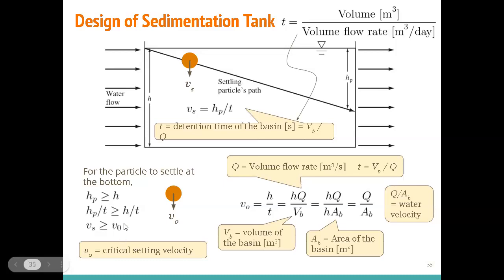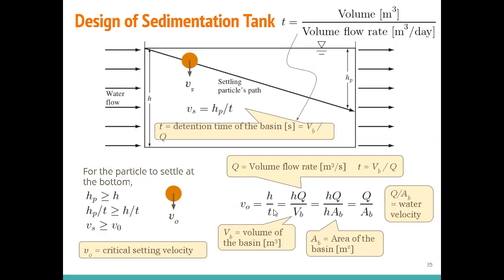So you can calculate V0 from the size of your tank. And how do we relate that to what we have learned? V0 here is like a standard speed. How do we relate that to the volume flow rate? This is how. The settling velocity equals the height of your tank divided by the detention time.